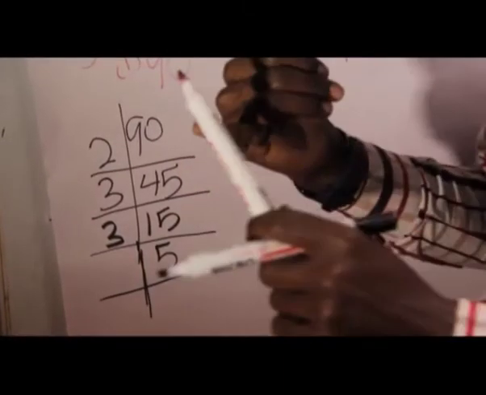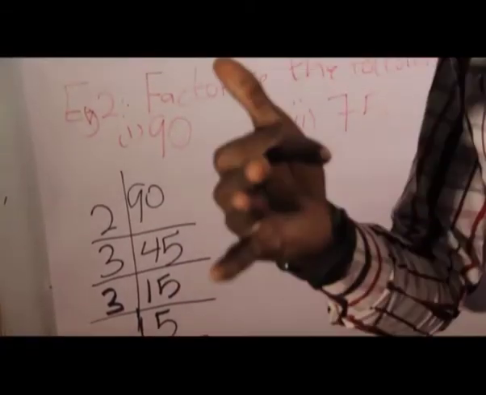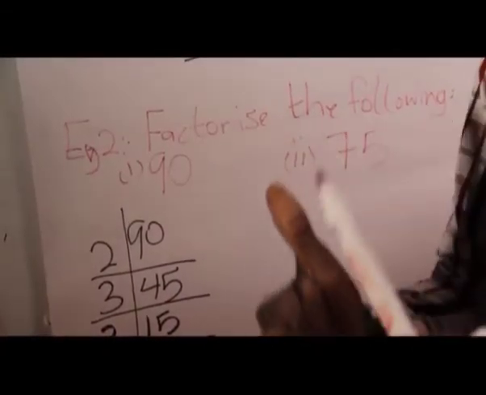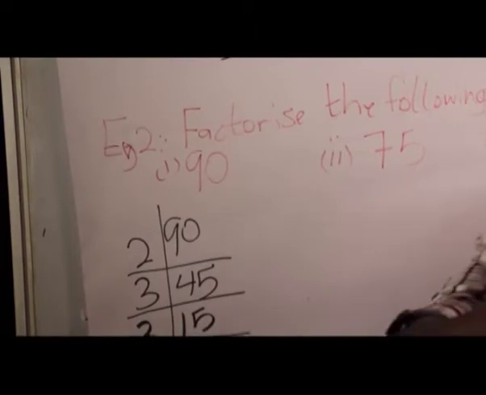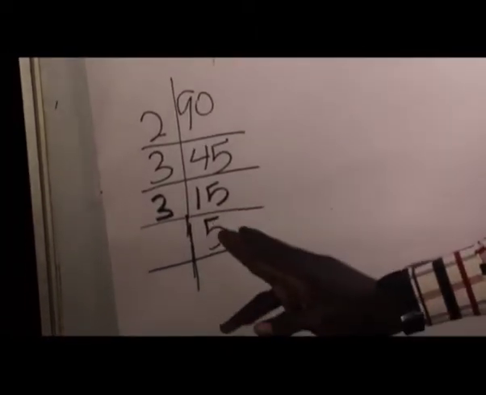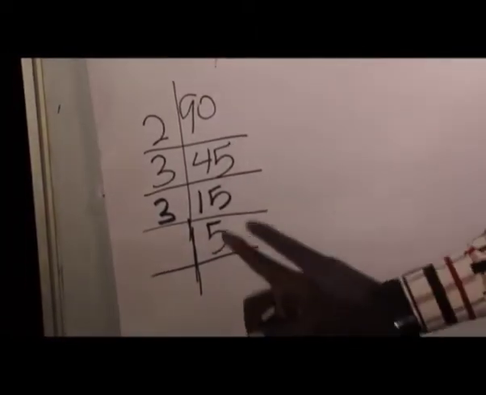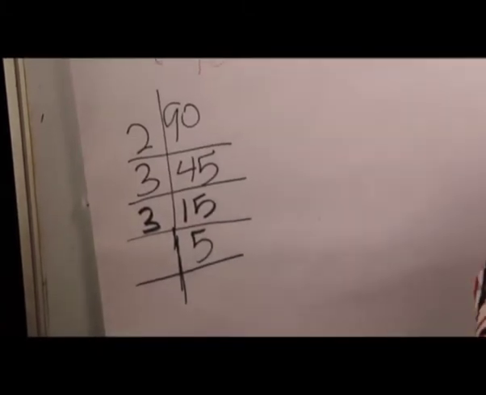And we said the first prime number is 2. The next one is 3. The next is 5, 7, 11, and so on and so on. So I've already used 2. I've already used 3. So I proceed to the next one, which is 5. So does 5 divide 5? The answer is yes. Because 5 divided by 5, I'm going to get 1.